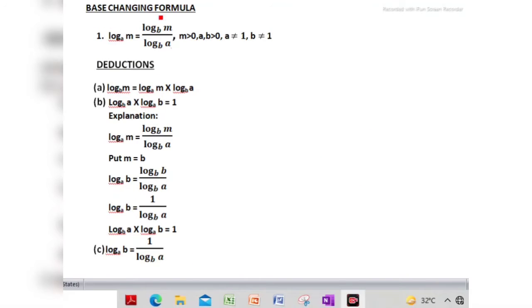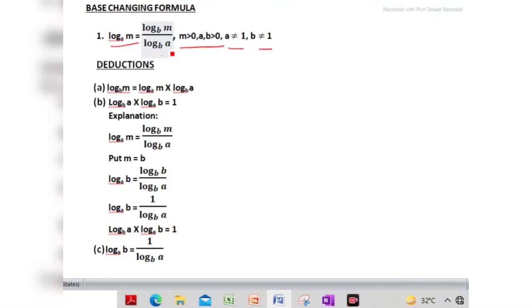Topic is base changing formula. In this, we have only one formula which says that log of m to the base a is equal to log of m to the base b upon log of a to the base b, where m, a and b, all of these should be greater than 0 and a and b should not be equal to 1. Why are we writing this here?